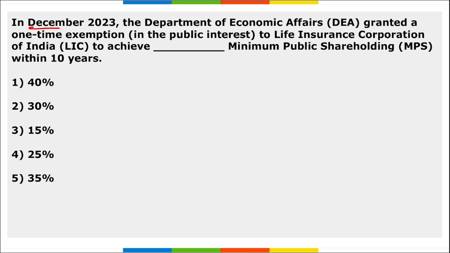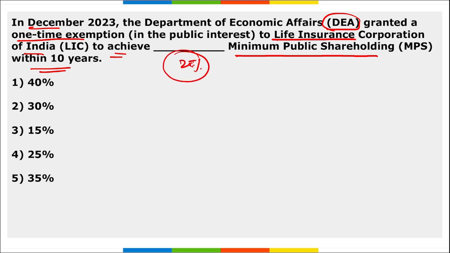Next, in December, the Department of Economic Affairs granted a one-time exemption to Life Insurance Corporation to achieve dash minimum public shareholding within 10 years. So, DEA granted a one-time exemption to Life Insurance Corporation of India to achieve 25% minimum public shareholding within 10 years. Right? The right option here becomes option 4.